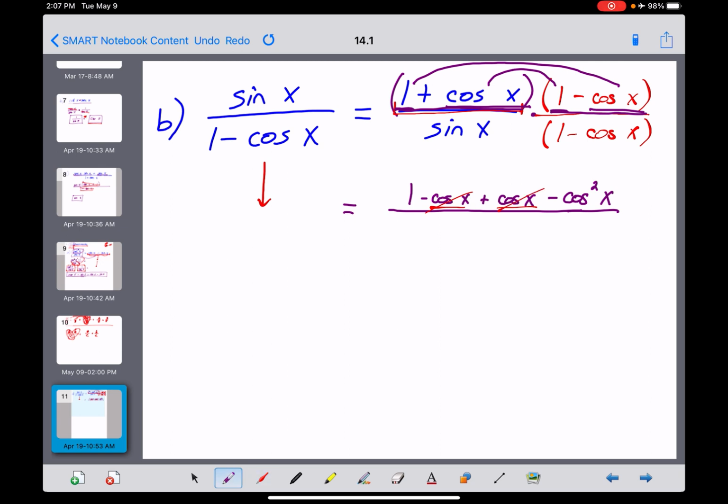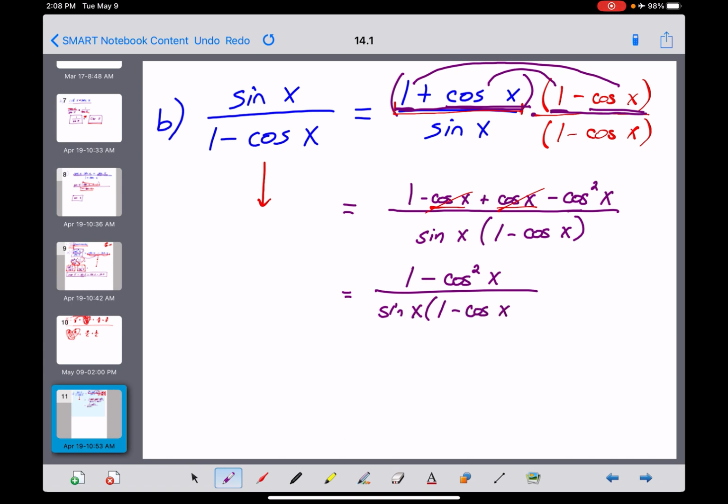Now the good news is, in the denominator here, the sine of x times the 1 minus cosine of x, I could distribute, but 1 minus cosine of x is what I want in the denominator on the left-hand side. So I'm going to leave the right denominator in factored form: sine of x times 1 minus cosine of x, and you'll see why in a minute. Okay, then my numerator right there, guys, just becomes 1 minus cosine squared of x all over sine of x times 1 minus cosine of x.